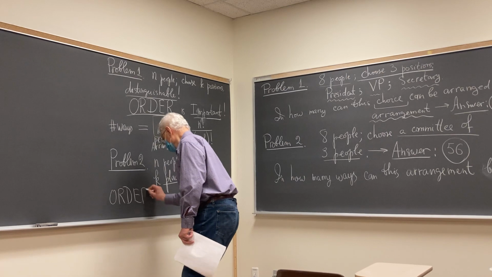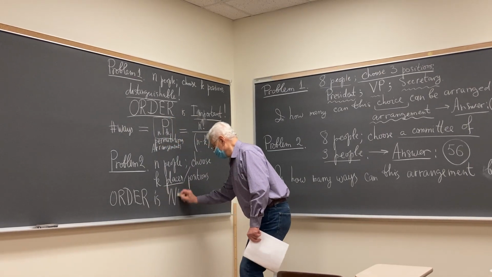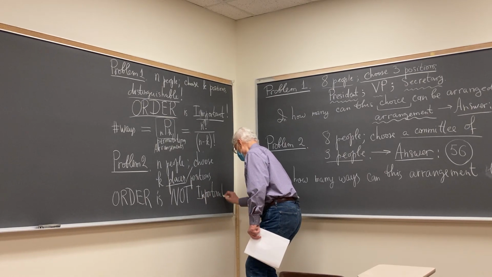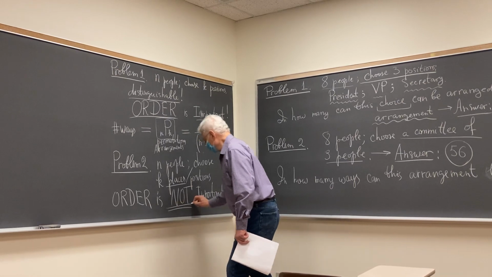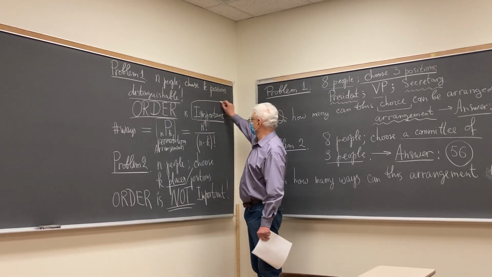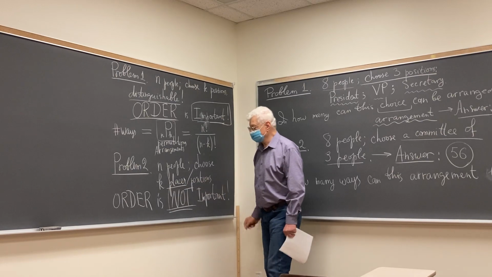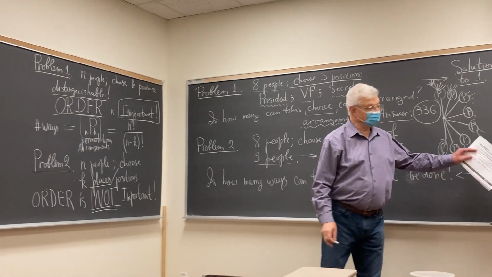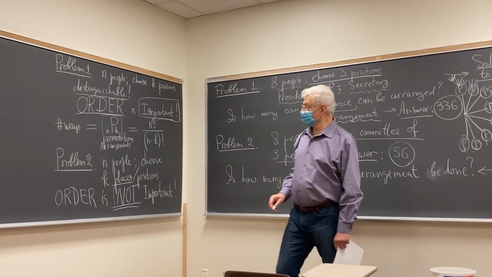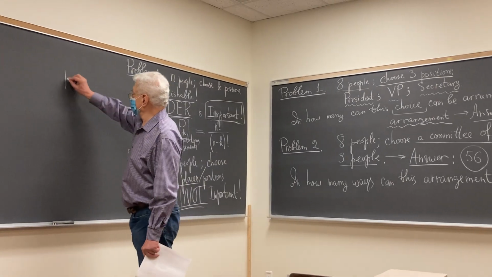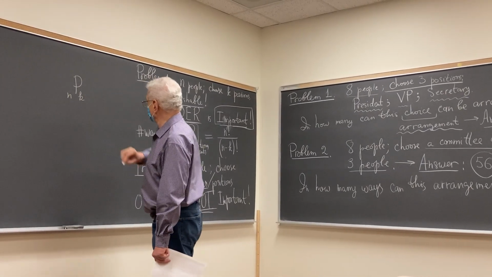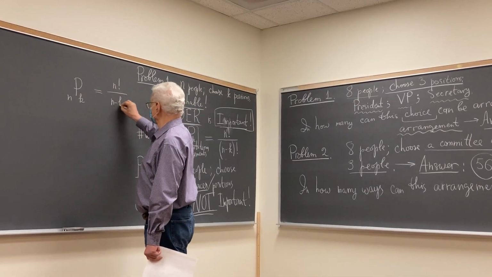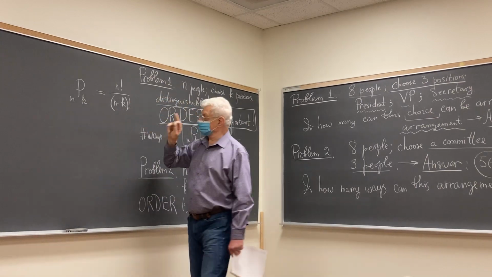Order is not important. Okay, you see the difference. Here it is important, and this is not important. And that's why we get this number smaller than that number. Okay, so here you have P and K. The formula is n factorial over n minus k factorial. Not k, but n minus k.